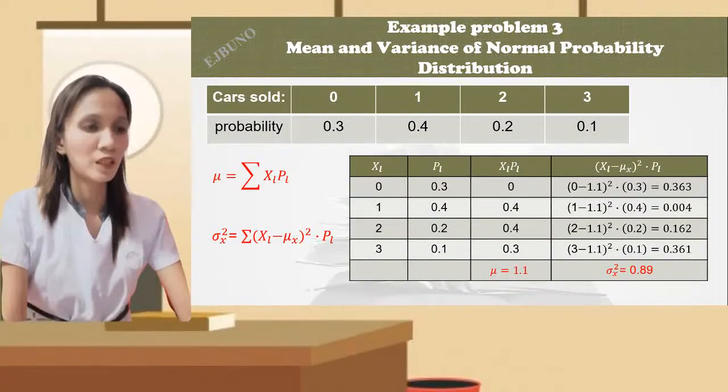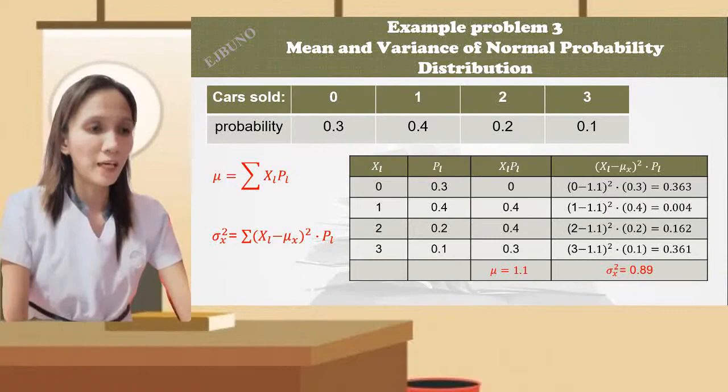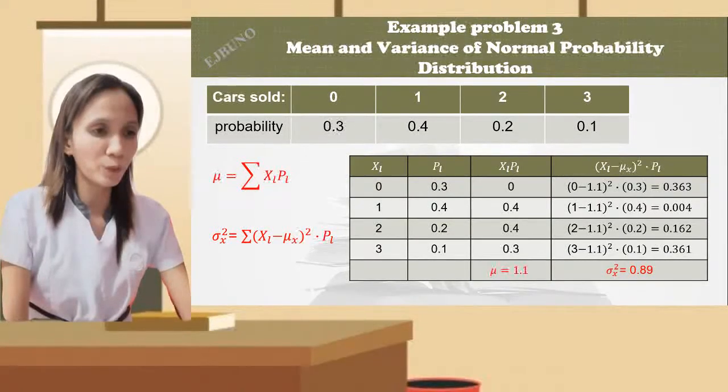Here is the graph. The formula for the mean is the summation of the value of x times the value of the probability. And the formula for the variance is the summation of the squared value of x minus the mean times the value of the probability. Here is the sample computation of how to get the mean and the variance.